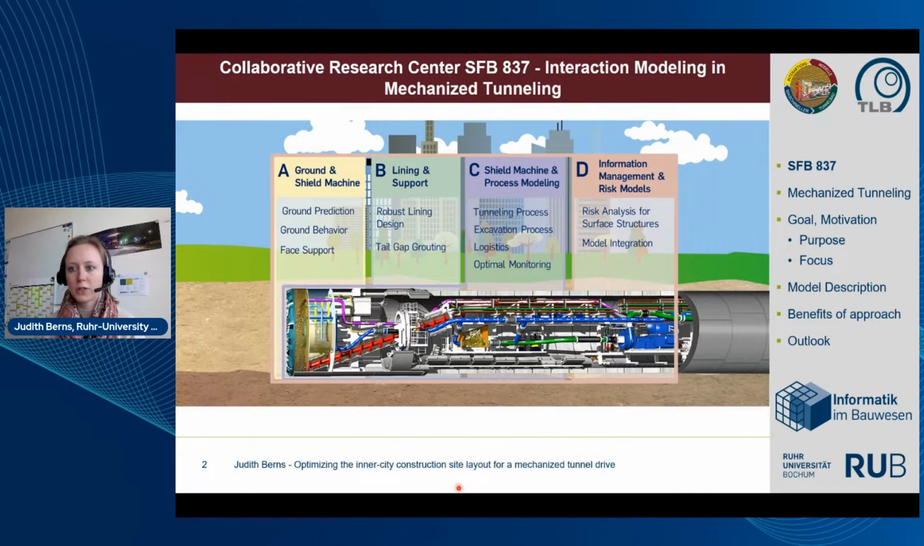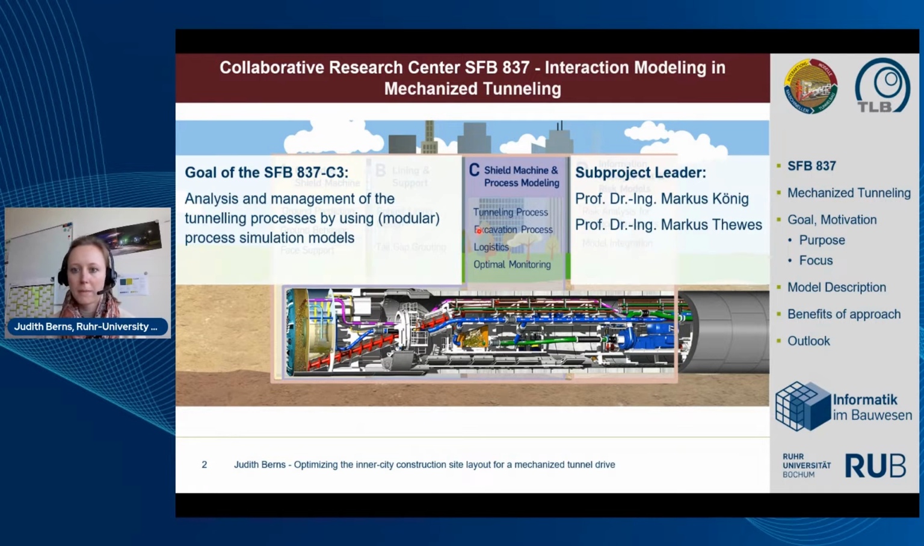The optimization approach I'm about to present was developed within the Collaborative Research Center, SFB 837. Here you can see the 4 main projects of the SFB. My process simulation is located in the sub-project C, and the goal is the analysis and management of tunneling processes by using modular process simulation models. The sub-project leaders are Professor Markus König and Professor Markus Teves.